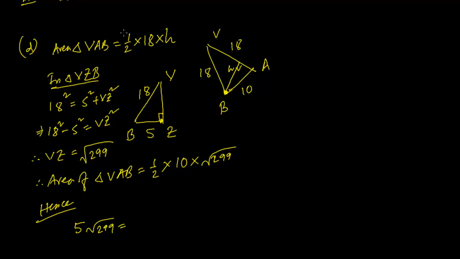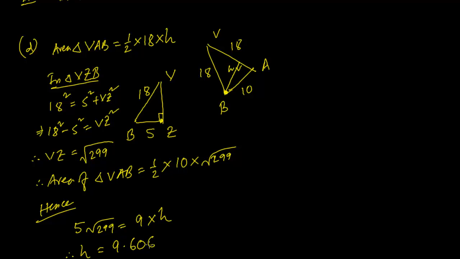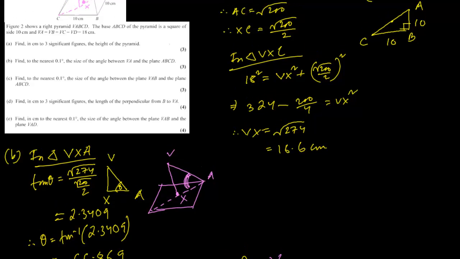And this is half into 18. 18 is 9 into h. So the height is going to be, now we can use the calculator. So 5 into square root of 299 divided by 9, which would be 9.606. So therefore, h equals 9.61 centimeters. So that's it. That's the perpendicular height. That's how we find it.